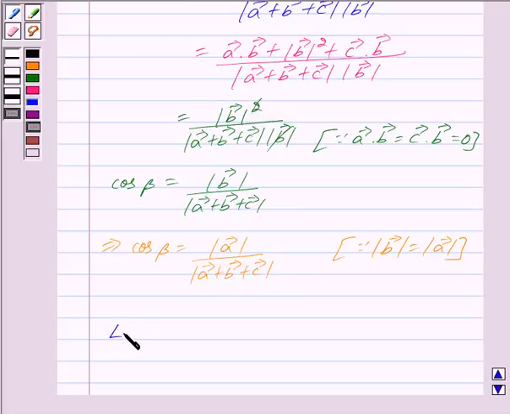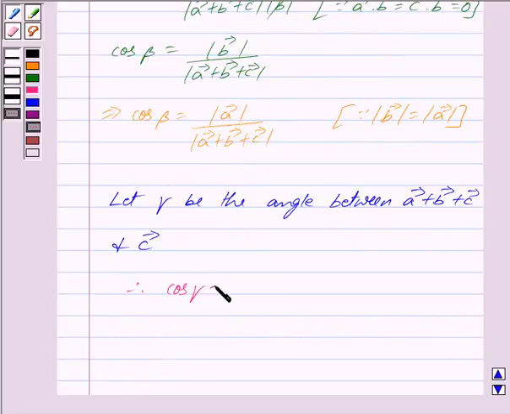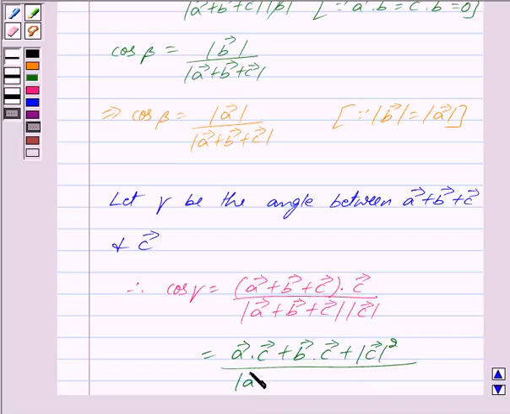Now finally let gamma be the angle between vector A plus vector B plus vector C and vector C. Therefore we get cos gamma is equal to vector A plus vector B plus vector C dot vector C upon mod of vector A plus vector B plus vector C into mod of vector C. Now this is equal to vector A dot vector C plus vector B dot vector C plus vector C dot vector C, which is equal to mod of vector C square upon mod of vector A plus vector B plus vector C into mod of vector C.